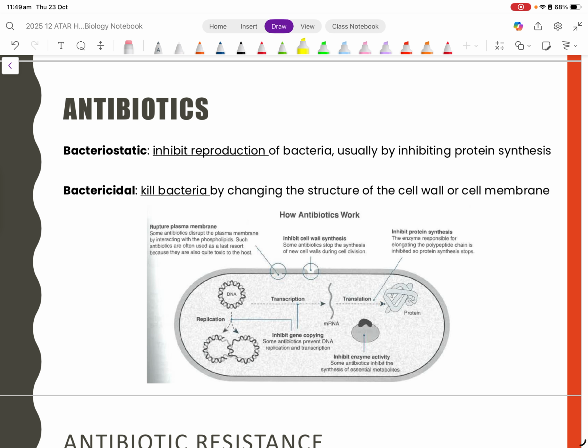The first mechanism is known as bacteriostatic antibiotics, and they work by inhibiting the reproduction of bacteria, usually by inhibiting protein synthesis. The second type of antibiotic is bactericidal antibiotics, and these kill bacteria by changing the structure of the cell wall or the cell membrane, depending on the structure of that individual bacteria.